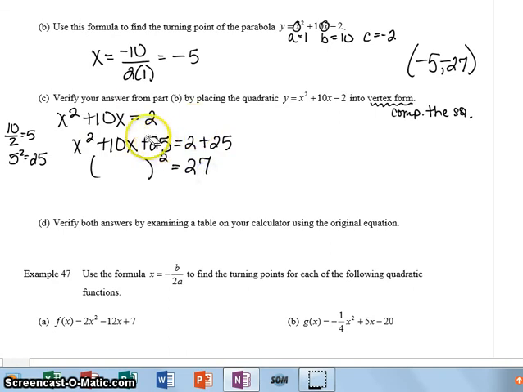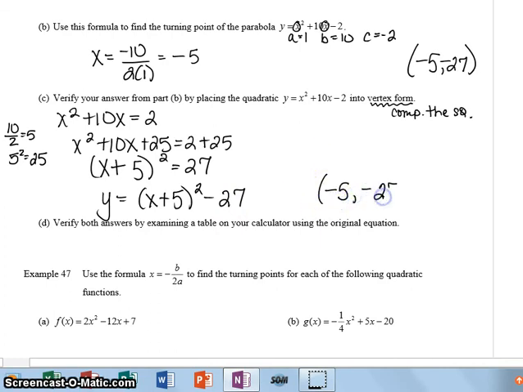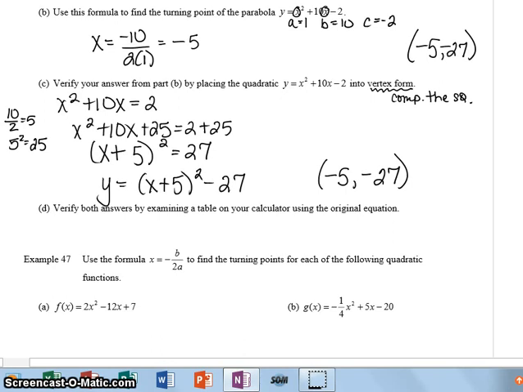Now, the square root of 25 is 5, and I take the sign from my b, which is plus, so it's x plus 5, quantity squared equals 27. I bring that 27 back over, and it becomes minus 27. And now I can prove that the coordinates of my turning point are negative 5, negative 27, which we already knew from using x equals negative b over 2a.